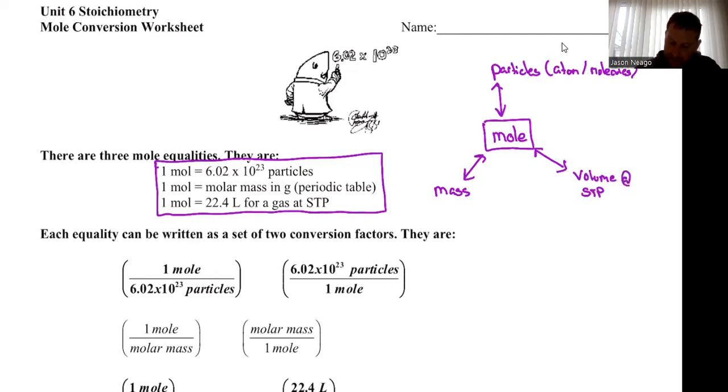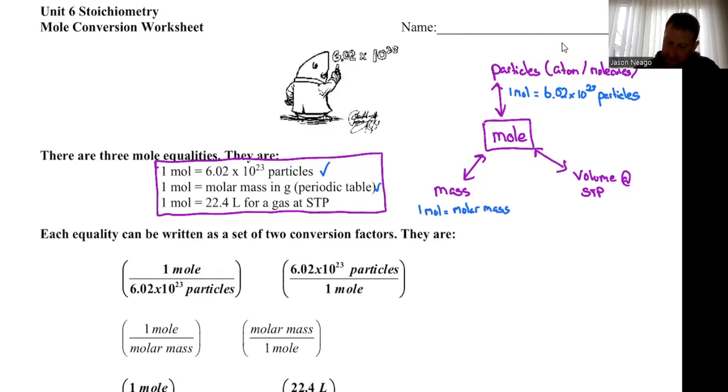So if I look at my conversion factors, we have three. So when I'm going from moles to particles, I have 1 mole, and I'm going to use MOL for mole to simplify it, is equal to 6.02 times 10 to the 23rd particles. When I go from moles to mass, my conversion factor is 1 mole is equal to the molar mass, and I can find that on the periodic table.